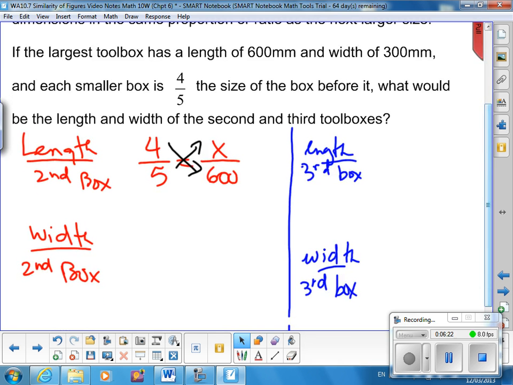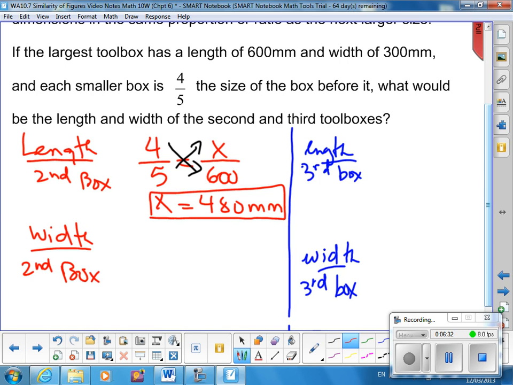Okay, and x is going to be 480 millimeters. Okay. The width, same scale factor, 4/5 equals x over 300 this time. And we cross multiply, we get x equals 240 millimeters.